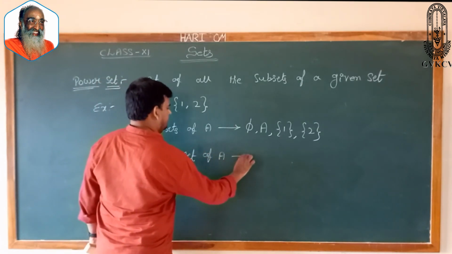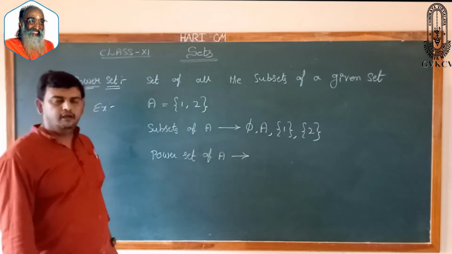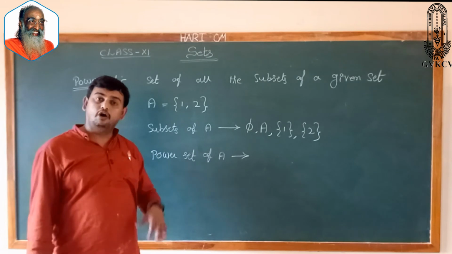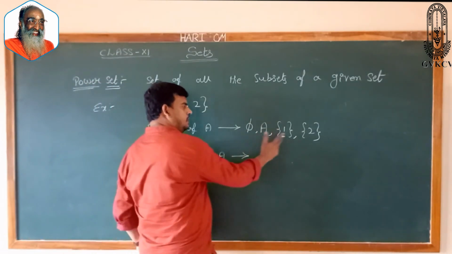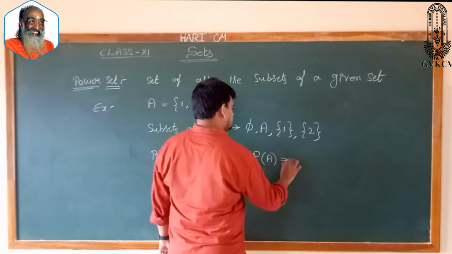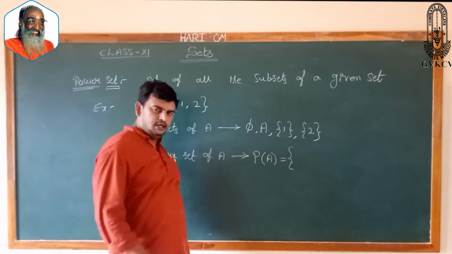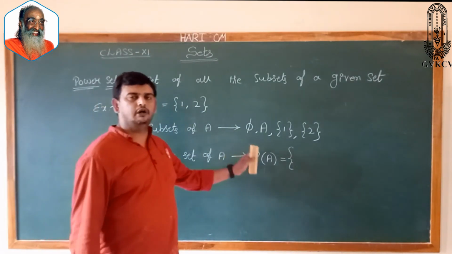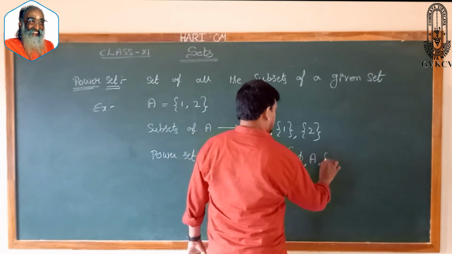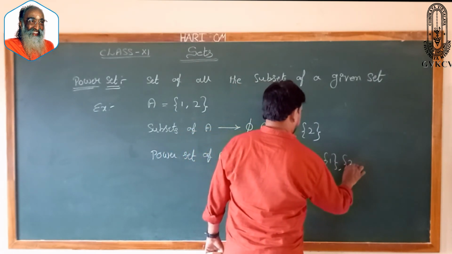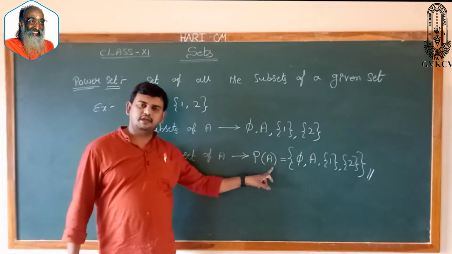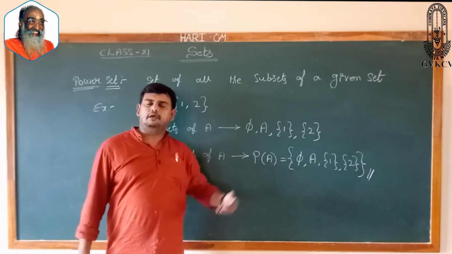Power set of A. What did I tell you the definition? Set of all the subsets. What are the subsets do you have? These are the subsets. Power set, usually we know, P of A is equal to a set we are taking. In the set, the elements we have are all the subsets: empty set, A, set 1, set 2. This is nothing but called the power set of A. P of A means power set of A.